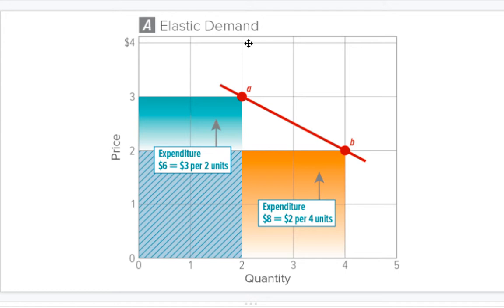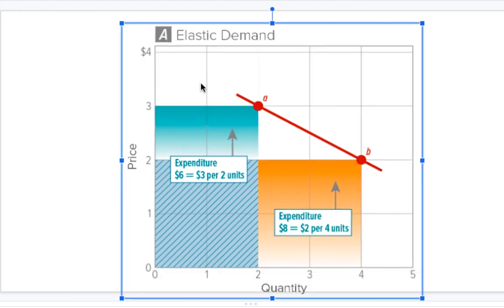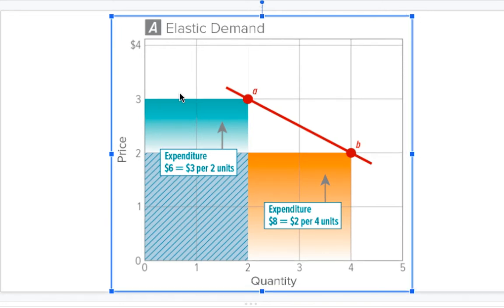So how we look at that is, here's the actual demand curve. We take a look at what the price is and what the quantity demanded is. For our expenditure, it would be $6 because it would be $3 per unit, and we want 2 units. So the expenditure for elastic demand would be 6. Now over here, the price goes down, and you see the amount of demand goes up, meaning that we would have $2 for 4 units. So you can see that this is an elastic demand because as the price goes down, there's more demand for it.